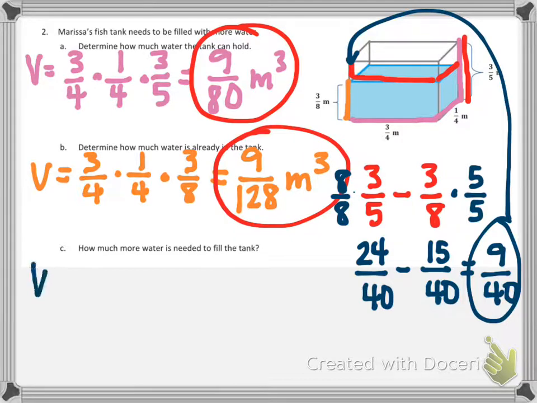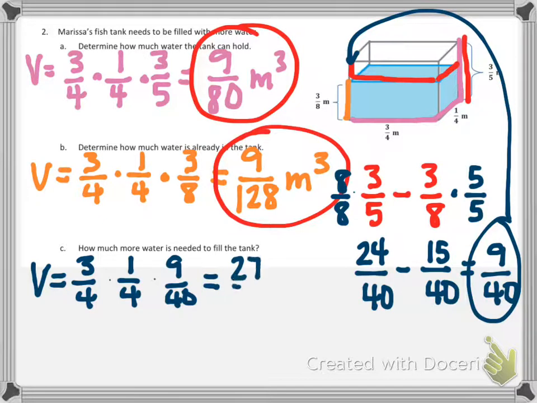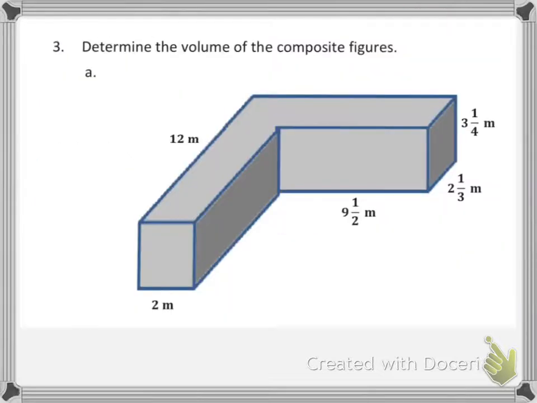So then to find that volume, we're going to go volume equals 3/4 is the length, times 1/4 is the width, times 9/40 is our height, and that will give us the volume of the empty space. Let's see, still no simplifying. So 3 times 9 is 27. And 4 times 4 is 16, and then 16 times 40 is 640. So it's 27/640 cubic meters is the empty space, how much water is needed to fill the tank. Okay, so again, just using that volume equation to calculate volume.